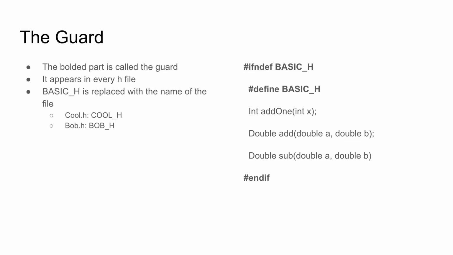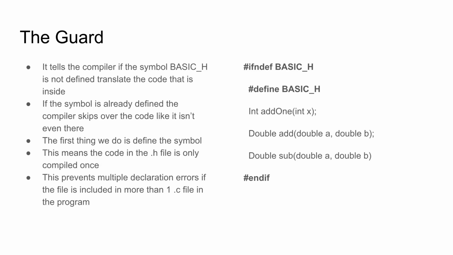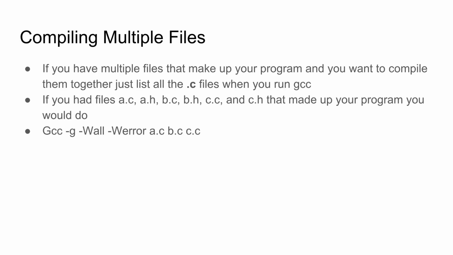Because one bad thing about CLion is that when you rename a file in CLion, it will not rename the guard automatically, even though I think it should. So we talked about the guard. If you want to compile multiple files together, it's pretty easy.